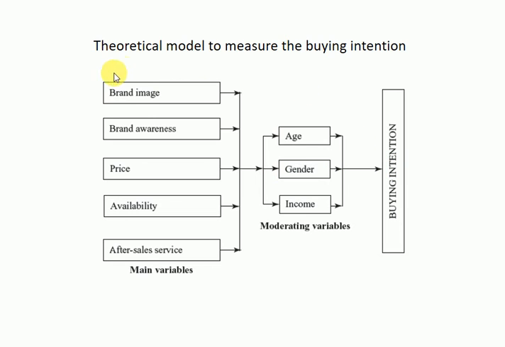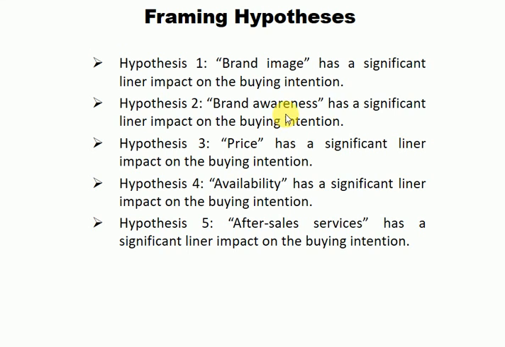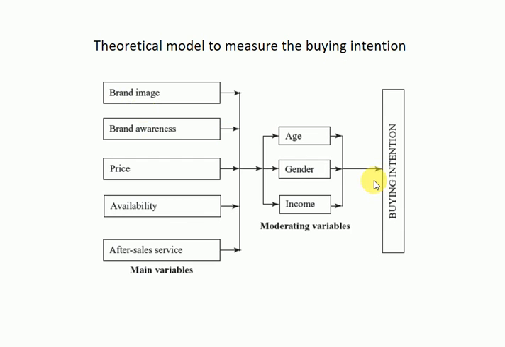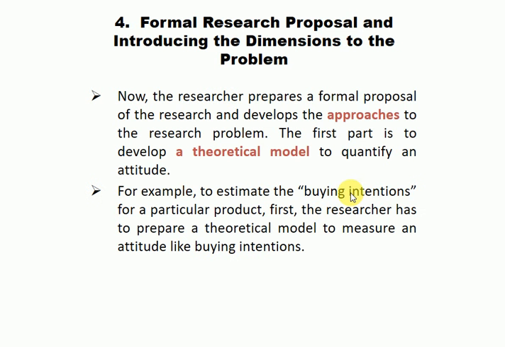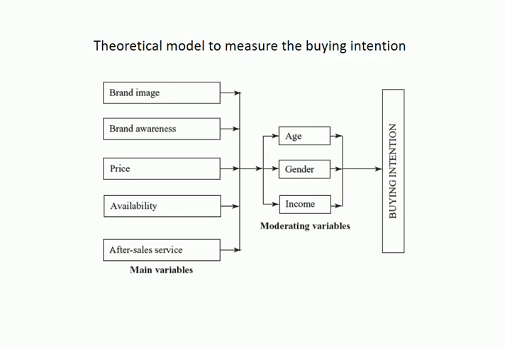So what we are assuming is that brand image has something to do with buying intention. Purchases are coming just because the brand image is very good. The same way with brand awareness, price, availability, and after sales service. So we have done the 4 stages so far.